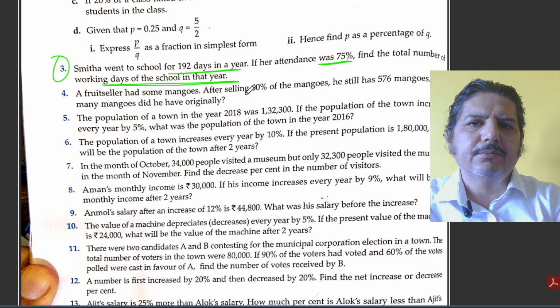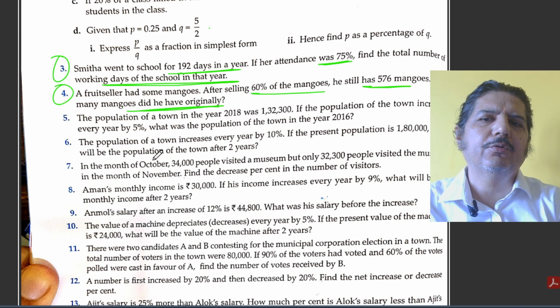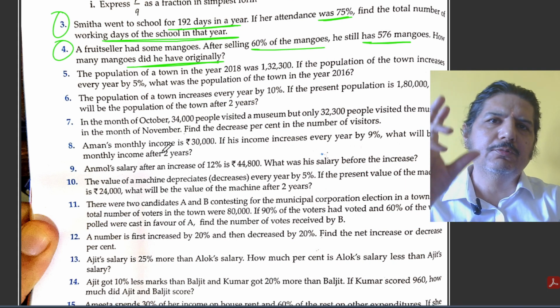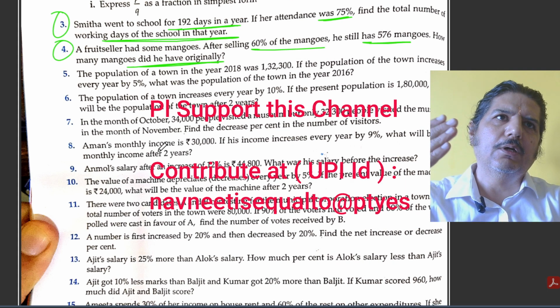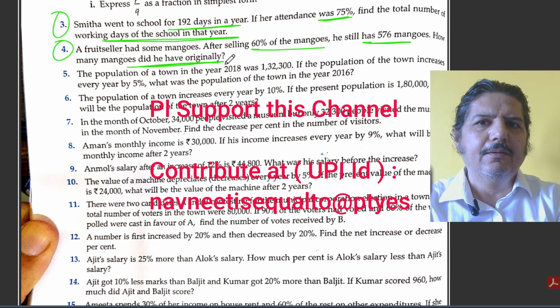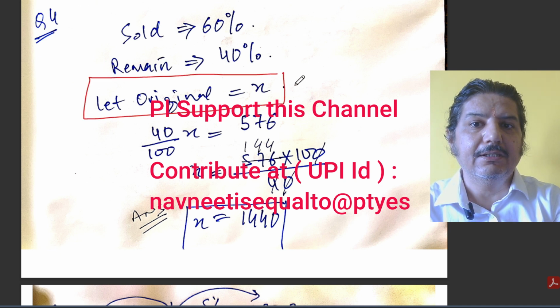A fruit seller had some mangoes. After selling 60% of the mangoes, he still has 576 mangoes. How many mangoes did he have originally? So again, in this kind of question, because they are asking for the original, we assume that the original is X. You should be very clear about what you are assuming to be X. So you should be clear that in this case, the original number of mangoes that he had was X.